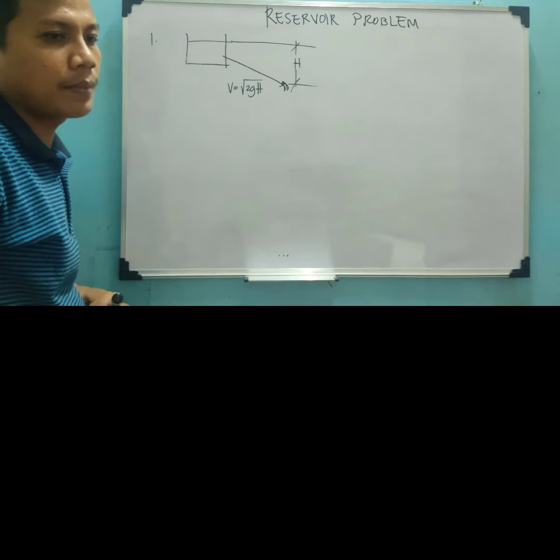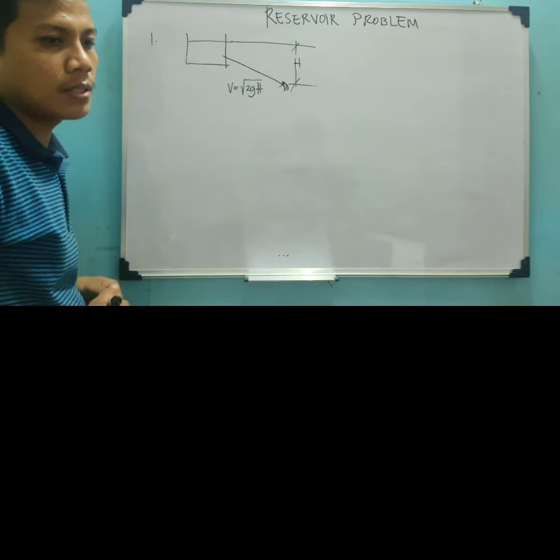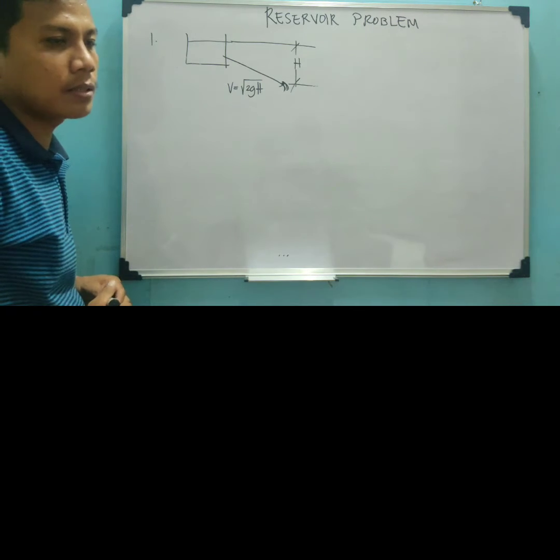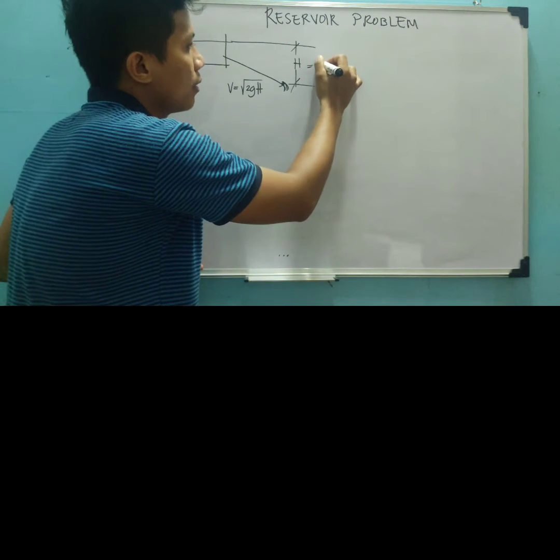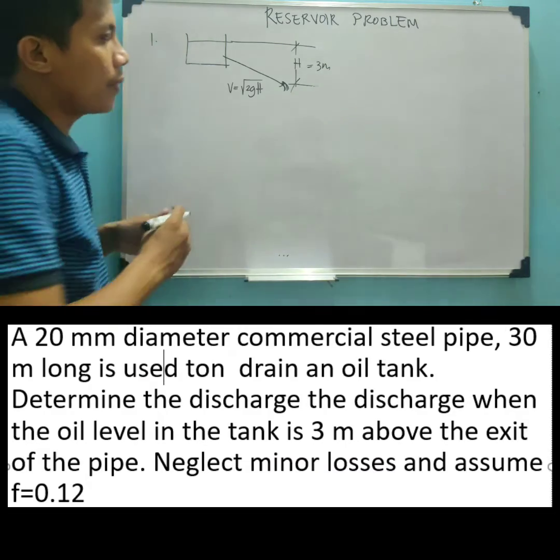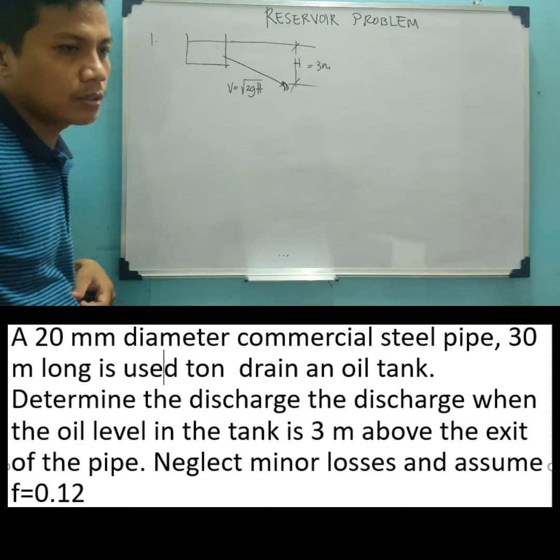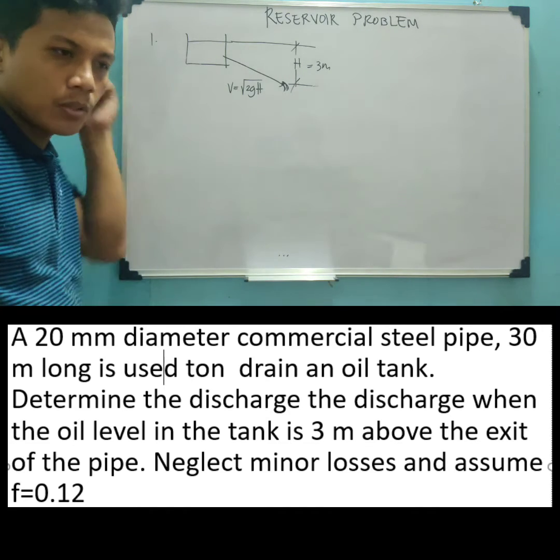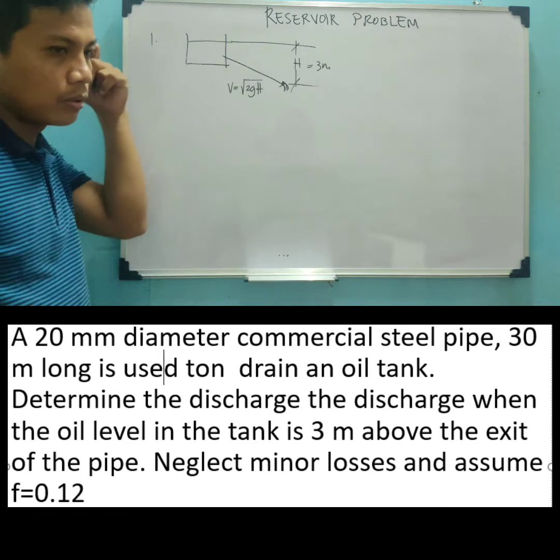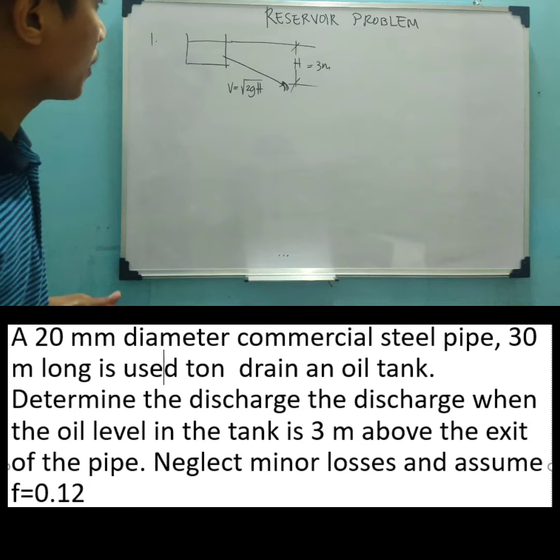Sample number 1: a 20 mm diameter commercial steel pipe, 30 meters long, is used to drain an oil tank. Determine the discharge when the oil level in the tank is 3 meters above the exit of the pipe. Neglect minor losses and assume f is equal to 0.12. We are looking for the discharge.